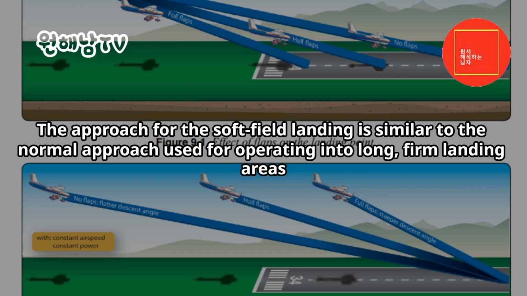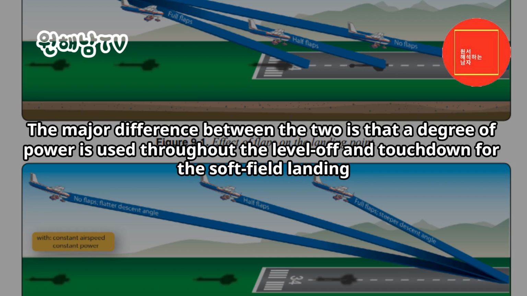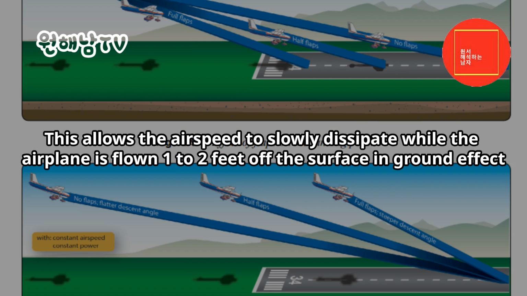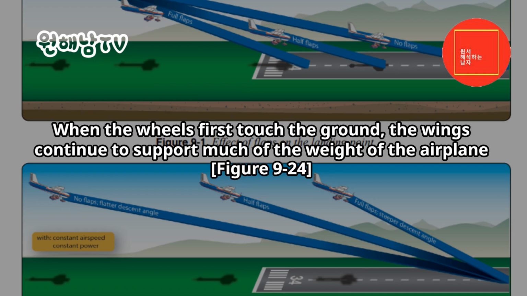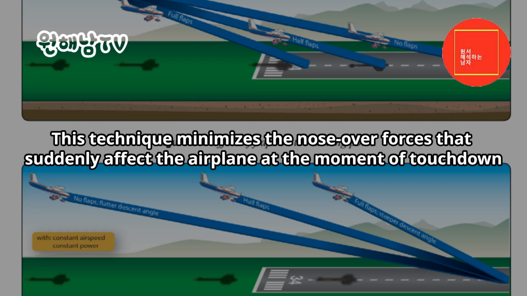The approach for the soft field landing is similar to the normal approach used for operating into long, firm landing areas. The major difference between the two is that a degree of power is used throughout the level off and touchdown for the soft field landing. This allows the airspeed to slowly dissipate while the airplane is flown 1 to 2 feet off the surface in ground effect. When the wheels first touch the ground, the wings continue to support much of the weight of the airplane. Figure 9-24. This technique minimizes the nose-over forces that suddenly affect the airplane at the moment of touchdown.